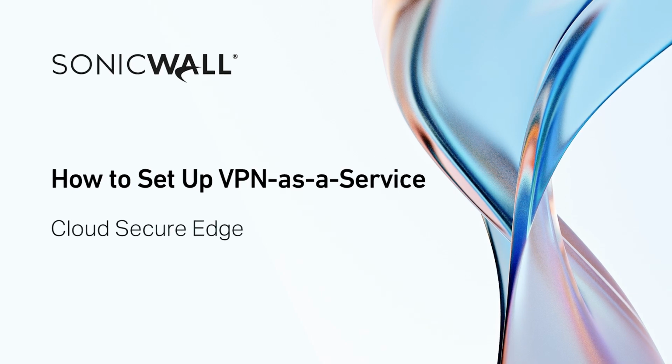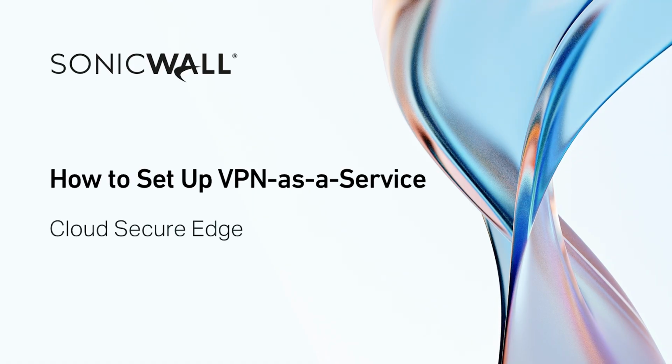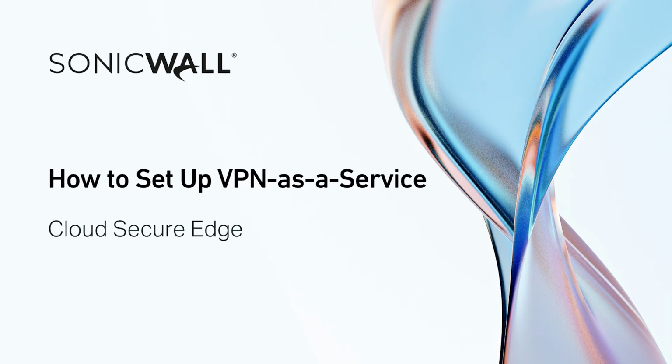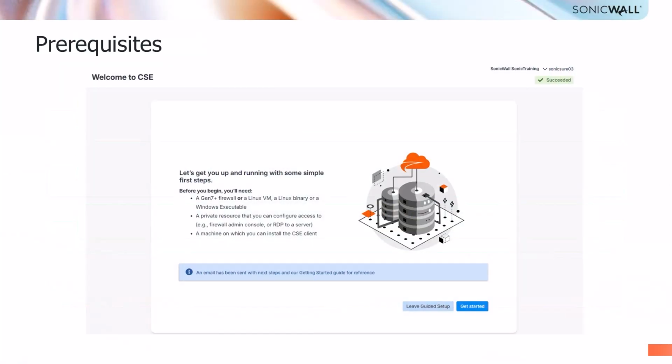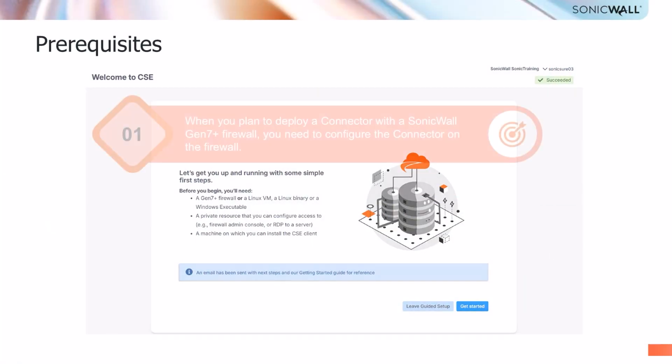The new guided VPN-as-a-Service setup in Cloud Secure Edge walks you through a simple 3-step process to establish secure access to private resources. Once the CSE license is activated, you are automatically guided through a setup wizard upon logging into the CSE console. Let's begin with some prerequisites for using VPN-as-a-Service.